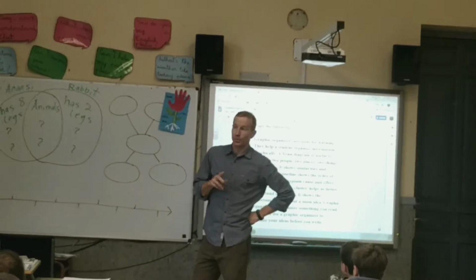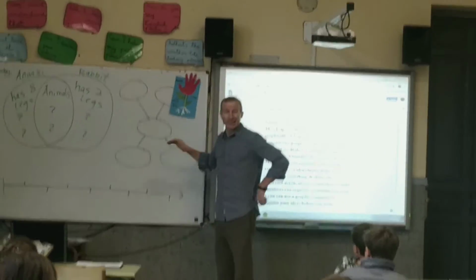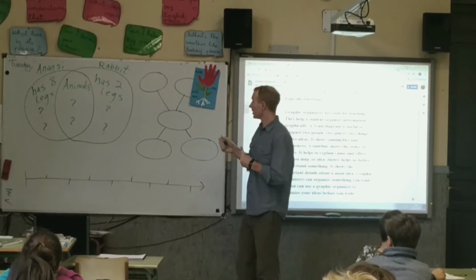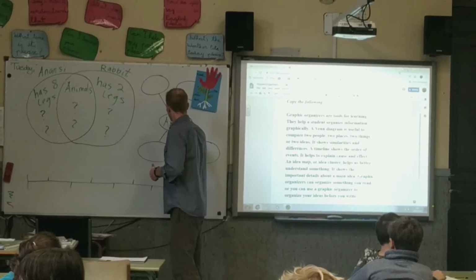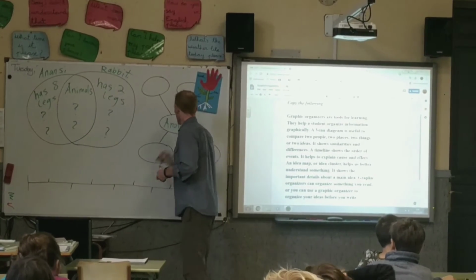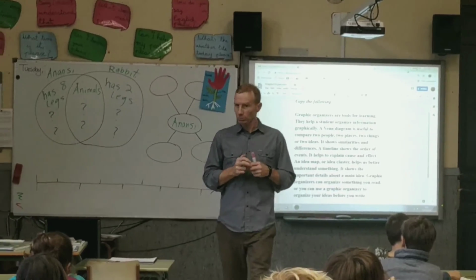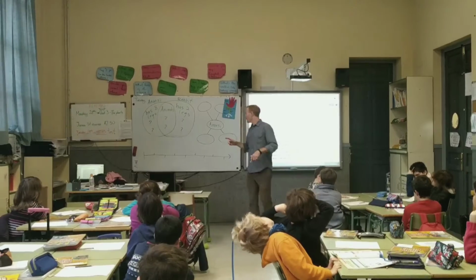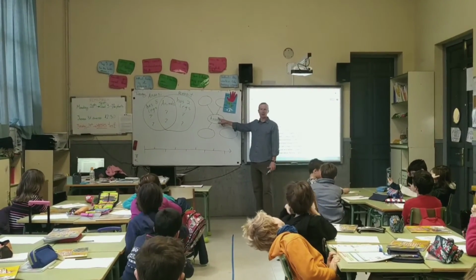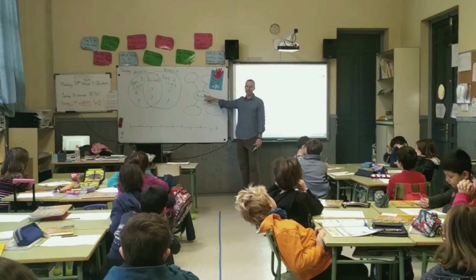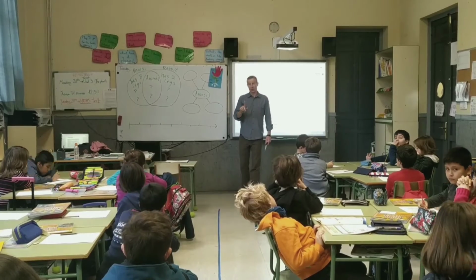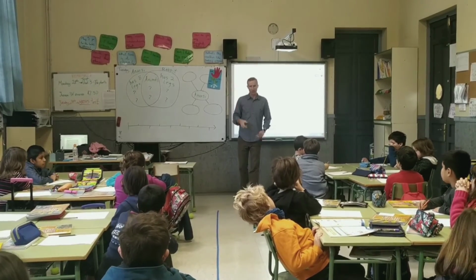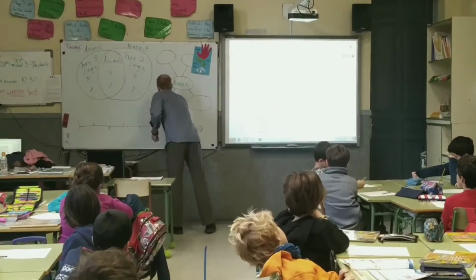That's a Venn diagram. But now we have this. It's called an idea map or an idea cluster. And this helps us organize information as well. Let's write some ideas about Anansi. Now the one thing I remember is Anansi's very smart, right? He's clever. So I'm going to write that up here. Smart.